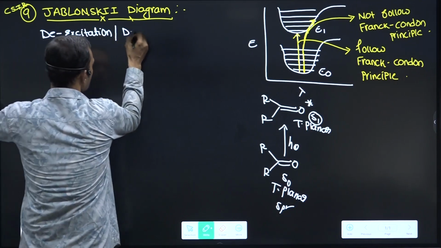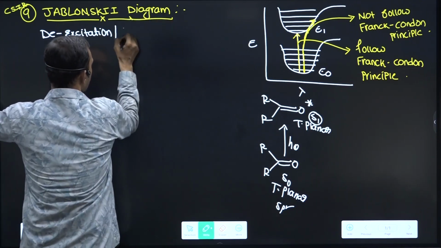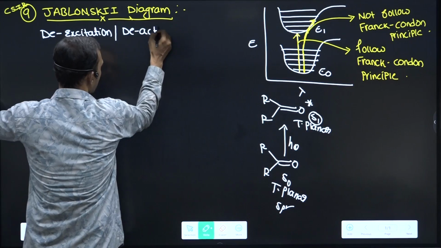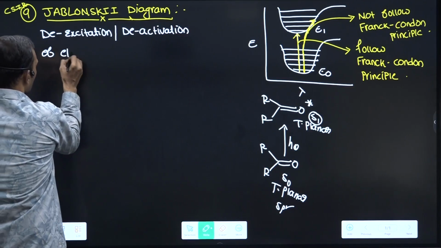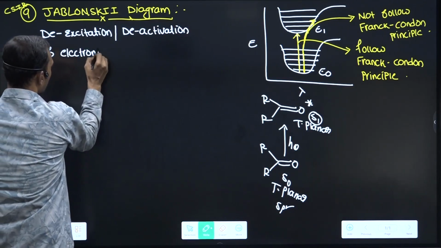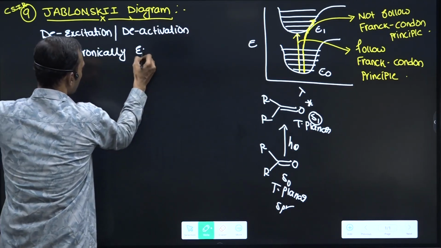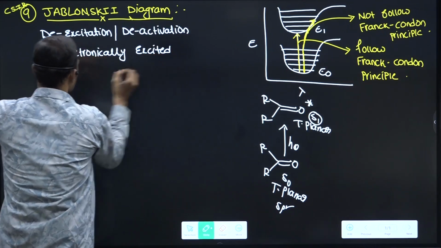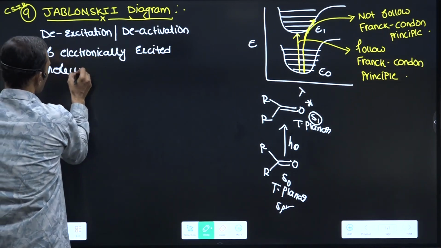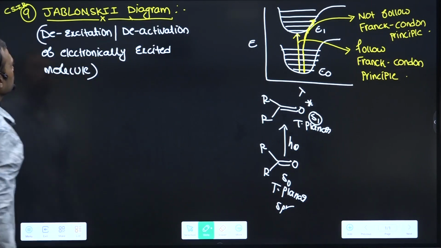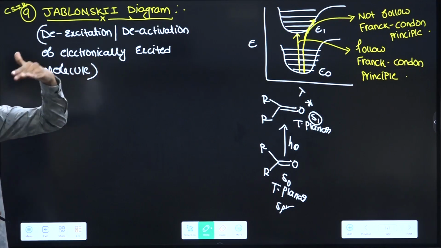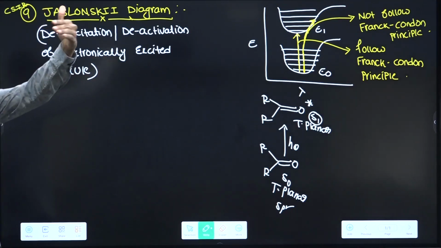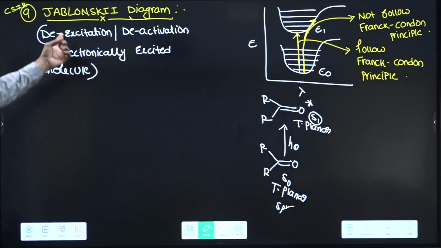De-excitation or deactivation of an electronically excited molecule. So this is actually the meaning of the Jablonski diagram. Means when a molecule is excited, what happens? If it is not giving any product, that is explained by the Jablonski diagram.